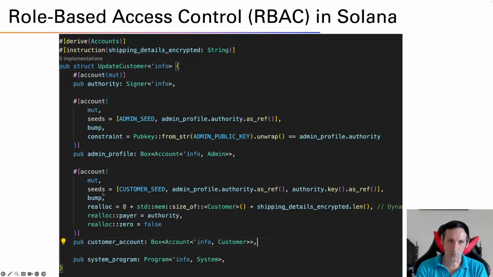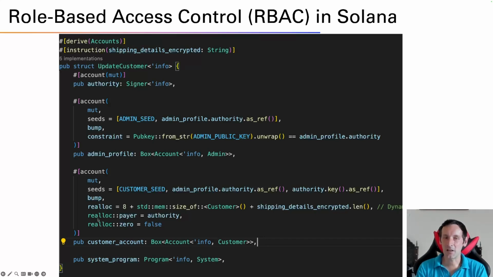And this is how you do it. So you have here the calculation of the space required. Again, 8, which is the account discriminator, plus the size of customer, which accounts for all the fixed size in terms of bytes of the data fields that belong to the customer struct, plus the shipping details encrypted, which is the new piece that is going to be saved, dot length, because we want to know how big is this string that is being saved.